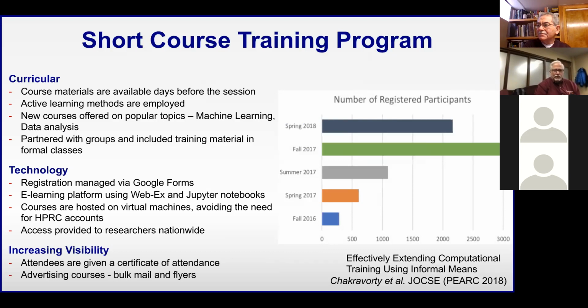So one point here I want to make is that this whole program was initially designed around how to use the cluster, and it's really gone beyond that. It started off as in-person computer lab training, and we're now doing it using WebEx. So our audience base has expanded tremendously. And off to the right, you can see how the participation has grown.